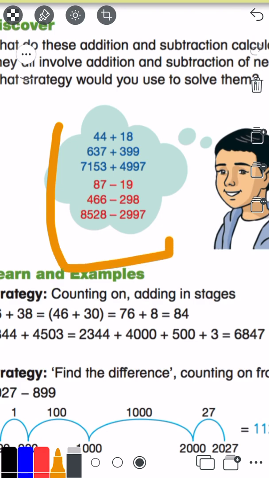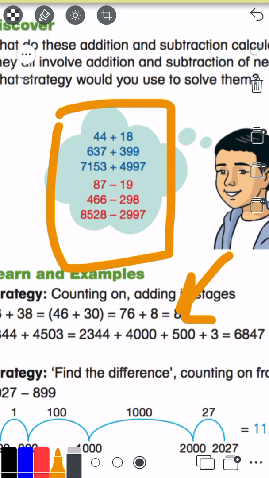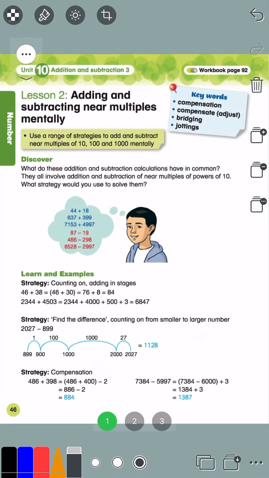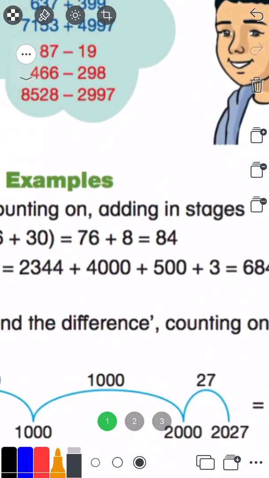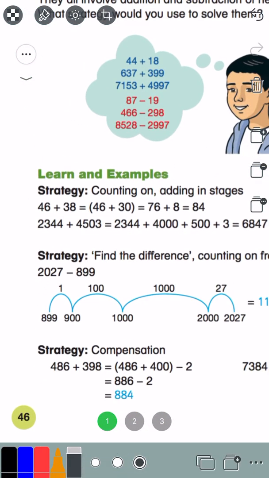As you can see in these problems, we have one thing in common. We're adding near multiples of 10. So we can use my favorite way, which is the compensation method, or we can use other strategies such as partitioning and counting on. So I'm going to start from the other strategy, which is counting on and adding in stages, which is like partitioning.